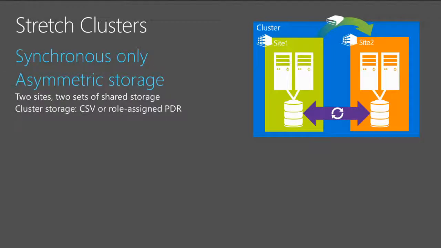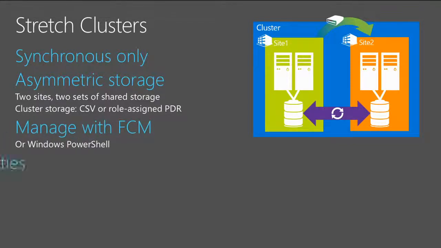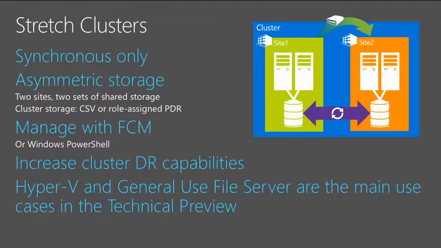It uses asymmetric storage. You saw that each side had their own set of shared storage. We can use CSV, or you can use PDR. And I always say PDR like everybody's going to know what I mean by that. It's physical disk resource, the old thing before CSV, which I guess never got a name because there was only one thing, and then CSV came along, we needed to have some kind of name. You manage with Failover Cluster Manager or Windows PowerShell. Increases your DR capabilities, and what we really want you to use it for is Hyper-V and file servers.